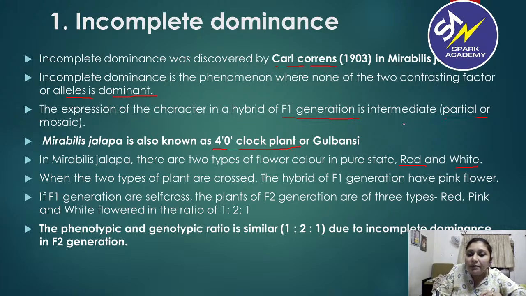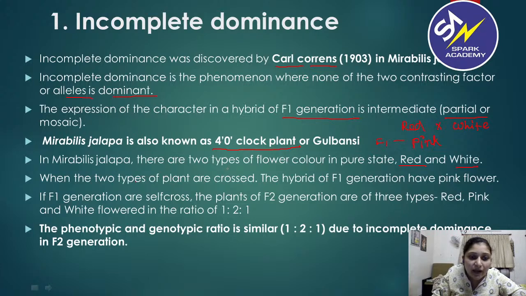So what happens when you cross red versus white? Normally in the F1 generation, we get the result of the dominant one. If red is dominant, then in the F1 generation we get red flowers. If white is dominant, then we get white flowers. But what we are getting here is a pink flower. That means none of them is dominant. It is a mixed characteristic, partially coming from the red side, partially from the white side. That's why red plus white gives pink color in the F1 generation.